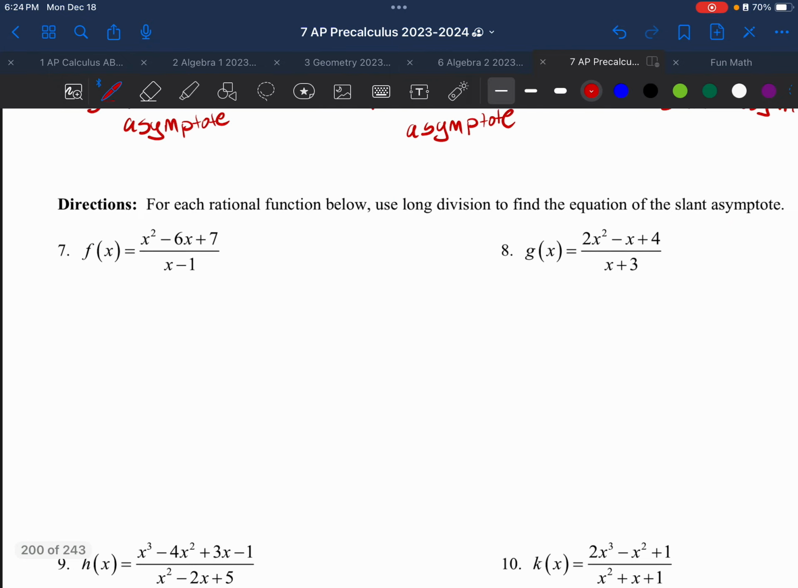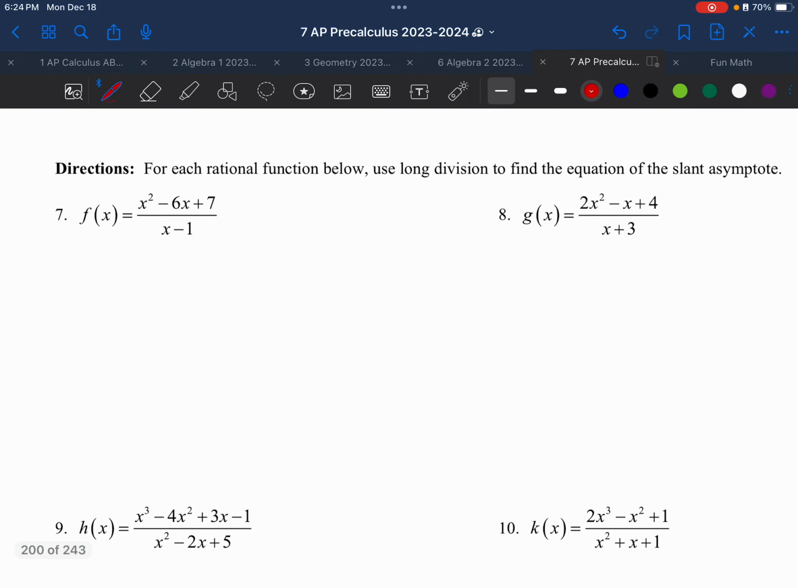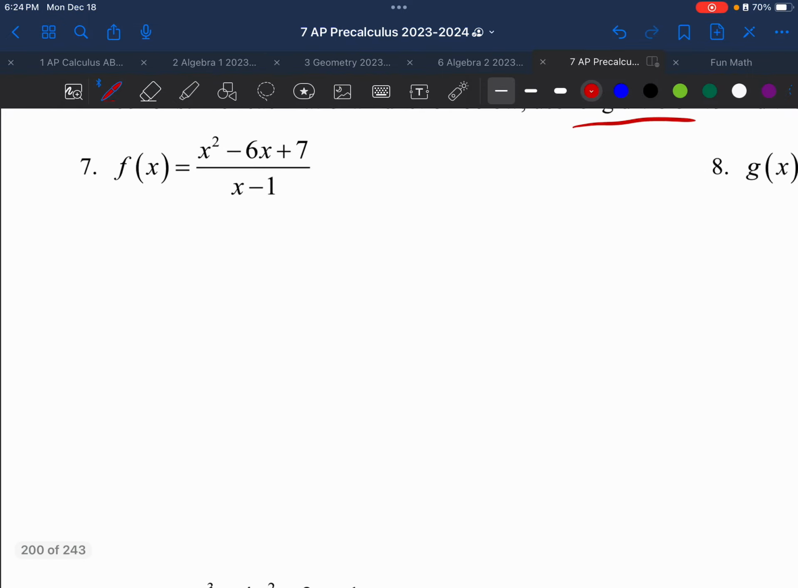Excellent. And then we move on to 7, 8, 9, and 10. These are the last 4 questions on this worksheet. There is no backside, but we have to use long division. It specifically asks us to use long division to find the equation of the slant asymptote. I think I'm going to do long division on 7 and 9, and I want to do the reverse area or the reverse rectangular method in 8 and 10, just so that I can practice both methods and see which one I like more. All right, so in number 7, let's do long division.